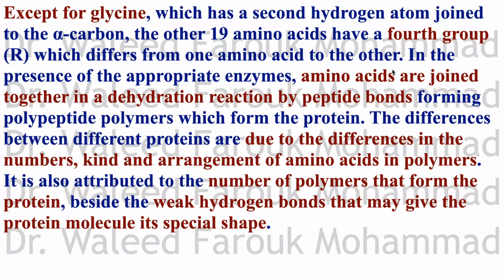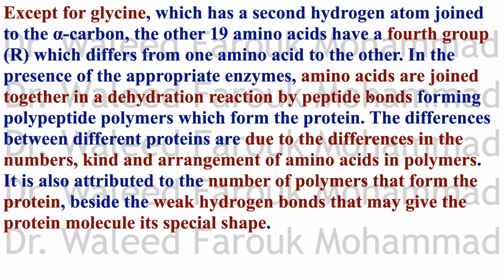all the rest have the R group, and amino acids are joined together by peptide bonds to form polypeptide chains. The differences between different proteins are due to the following: either the number of the amino acids, change in the kind of amino acids, or arrangement in amino acid sequence. This also makes a difference, and the number of polymers that form the protein.